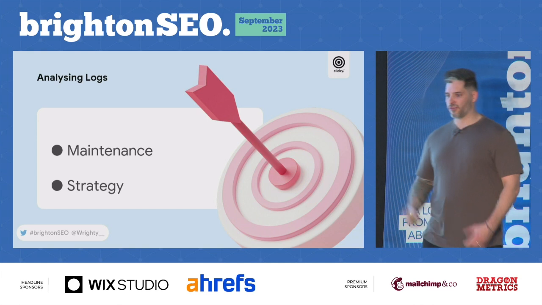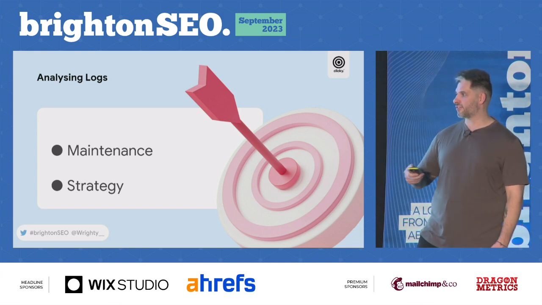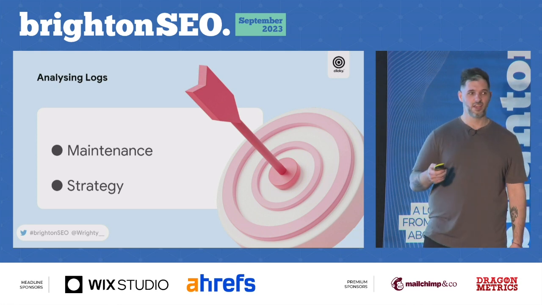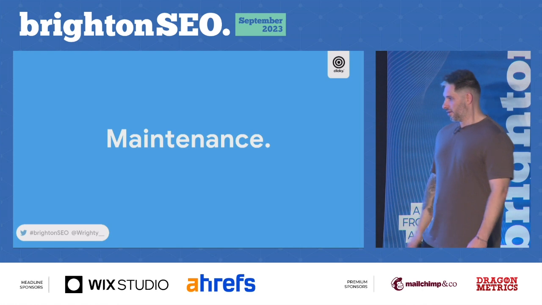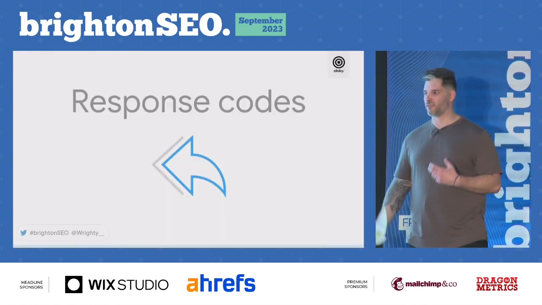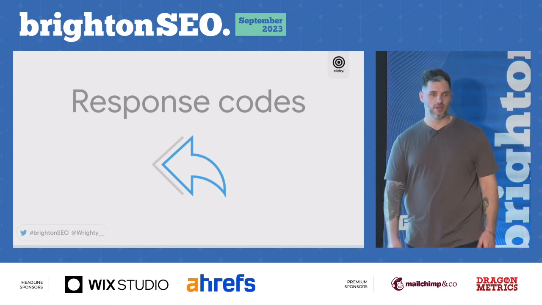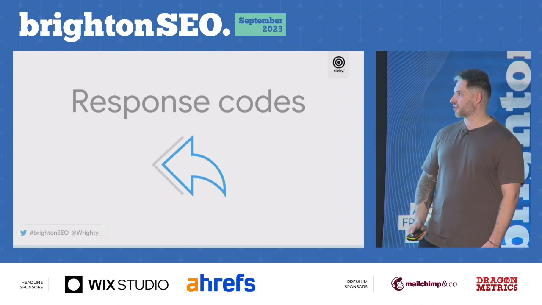So once you've got those logs and you've got them into your tool, let's talk about how to analyze them. I've broken this down into two sections: maintenance and strategy. Maintenance being fixing things, and strategy being a bit more proactive. So maintenance. The easiest entry-level way into log files is to look at response codes. Obviously, a lot of the data that can be collected in logs includes response codes.